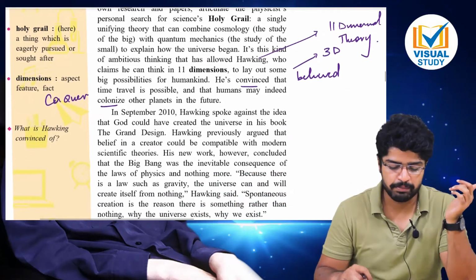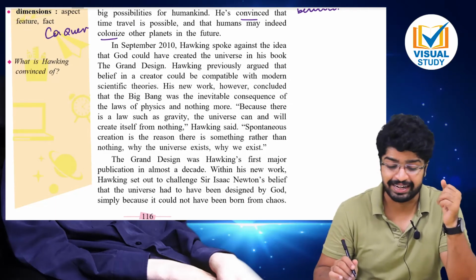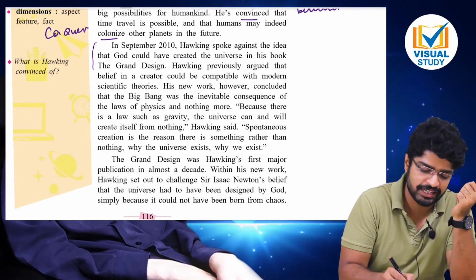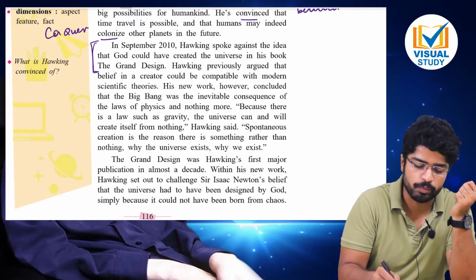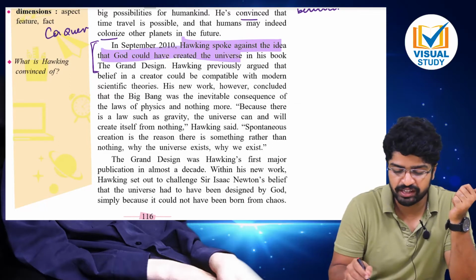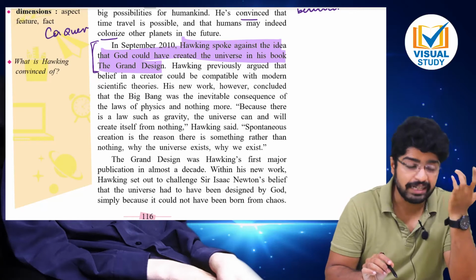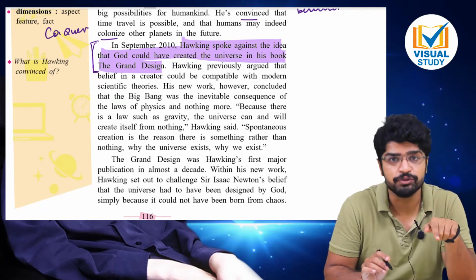In September 2010, Hawking spoke against the idea that God could have created the universe in his book, The Grand Design. My God. So this was something really again splendid and something really superficial. He challenged that God could have created the universe in his book, The Grand Design, is a different thing. So he believed that, has really God created the universe or what?